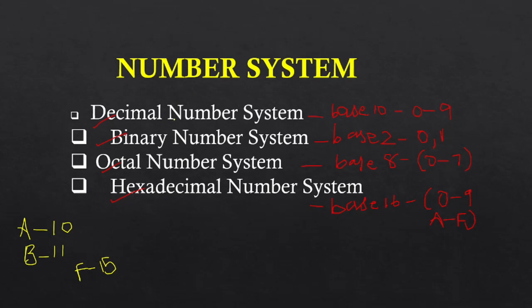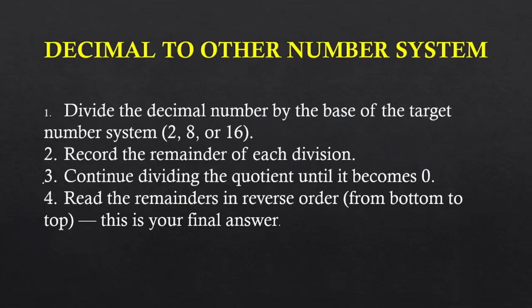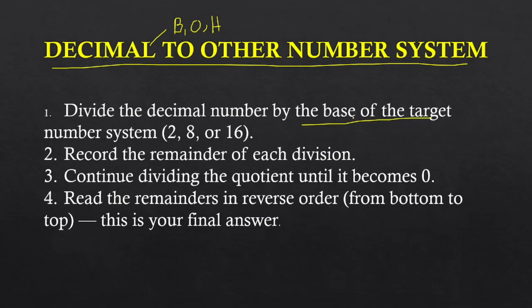Mainly here the concentration you have to give is how to do the conversion. So first, taking the decimal to other number systems. What is decimal to other number system? Which means decimal to binary, decimal to octal, and decimal to hexadecimal. How to do the conversion? There is only one method for this. What is that method? You are going to divide the decimal number by the base of the target.